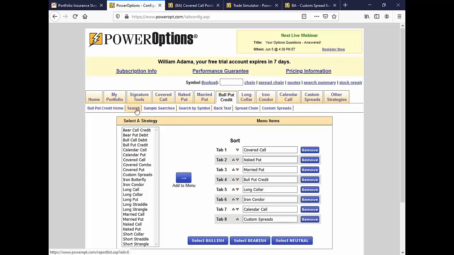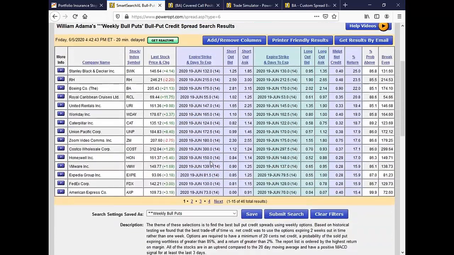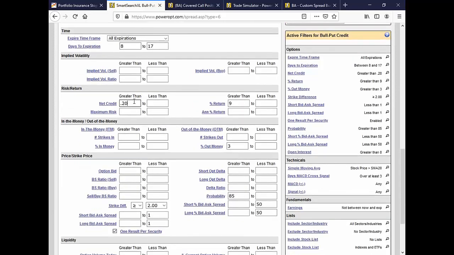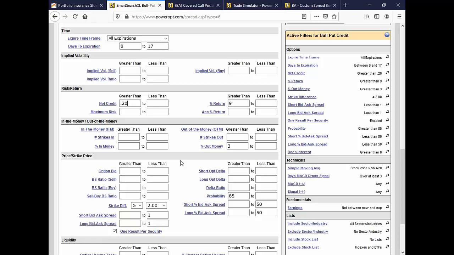Of course, what we're talking about here is in any of these strategies, the main search. You can use a variety of different option criteria and stock criteria for the 23 strategies we support. Oh, SWK is back in there. So that might be something I might enter Monday if that's still on the list for the weekly bull puts. In any case, you have fields for net credit, percent return, annualized percent return, delta, probability, bid-ask spread, and so forth.